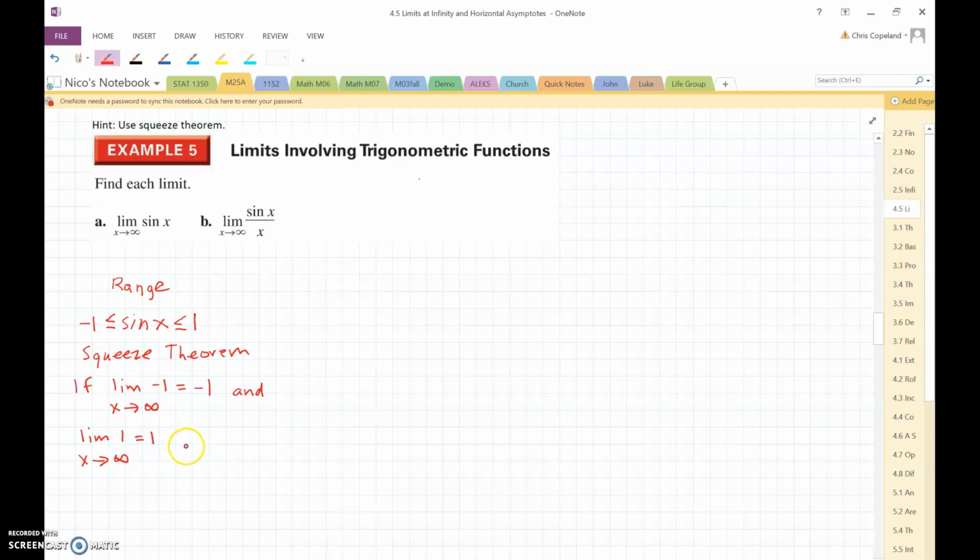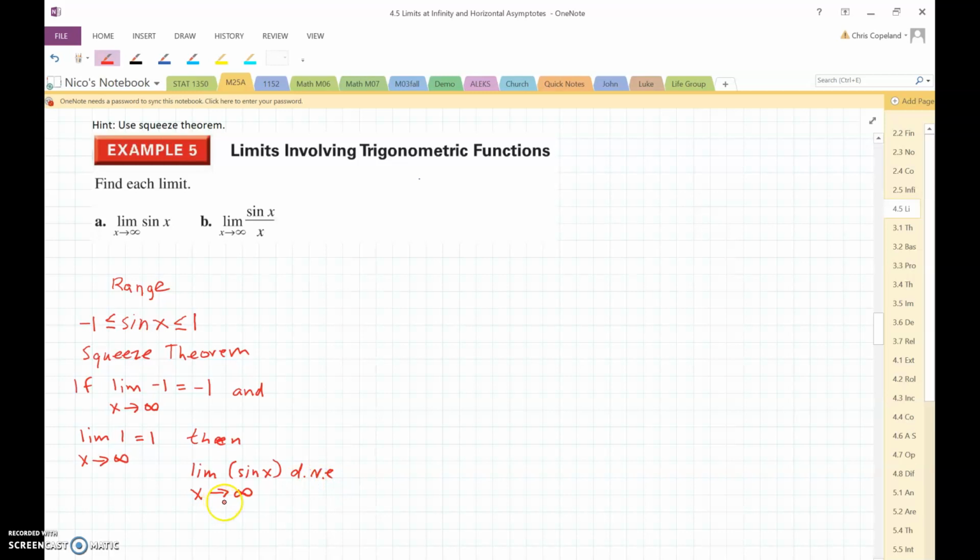then the limit of sine of x as x approaches infinity would have to be between -1 and 1, which means the limit does not exist.